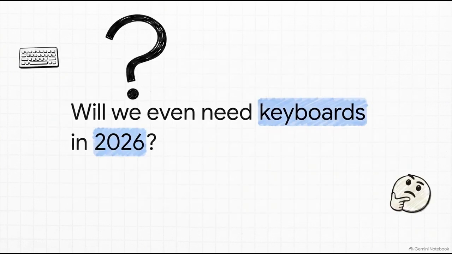Which leaves us with this final, kind of provocative thought. If an AI can perfectly perceive your screen, plan complex tasks, use specialized tools, and click exactly where it needs to across any platform, will we even need keyboards by the end of 2026? Or will we just be having natural conversations with our screens, letting the mobile agent family do all the driving?